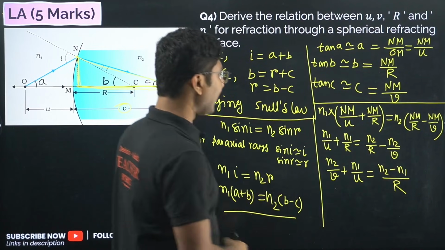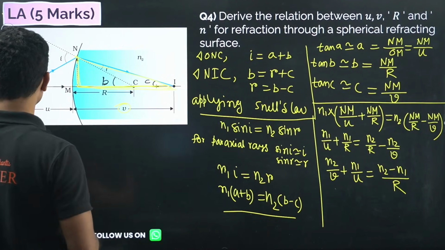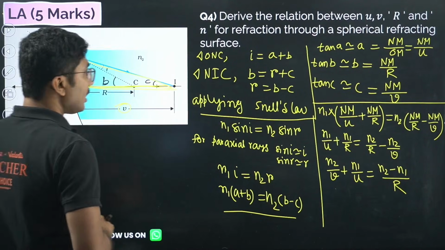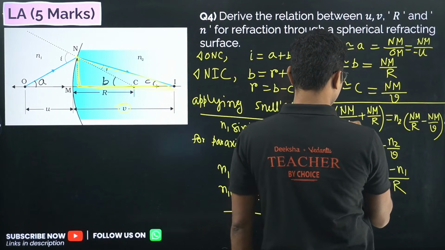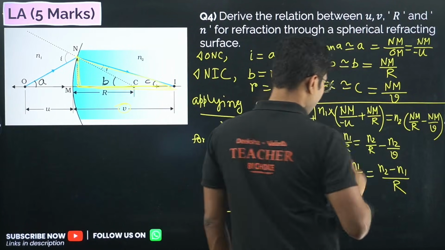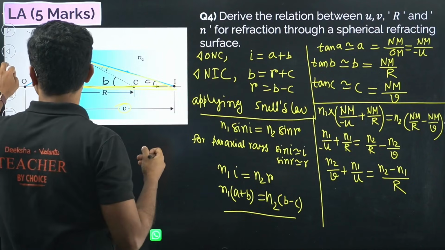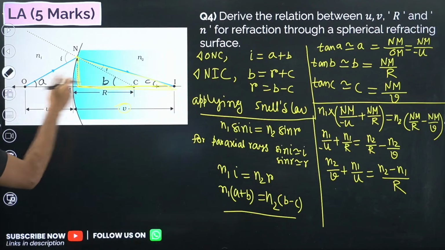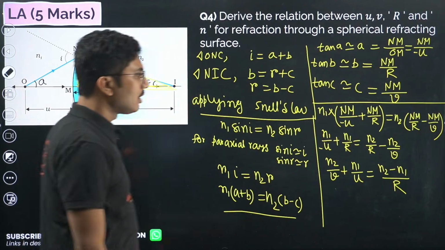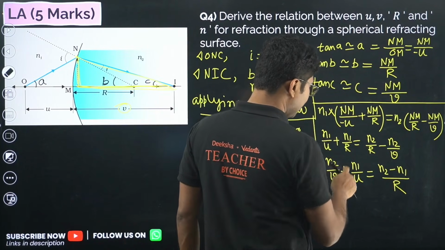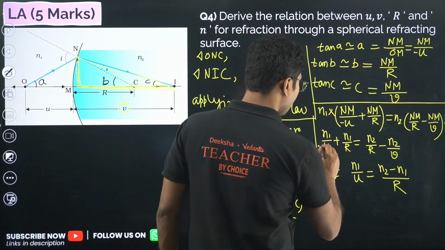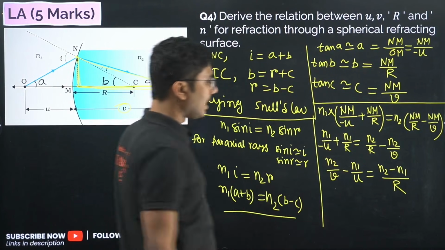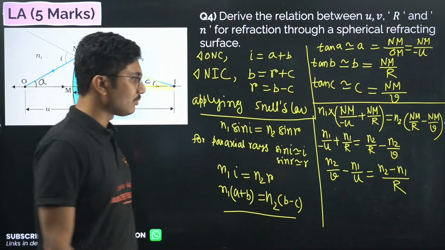Now here one thing that you have to do, I forgot to do it, that is U will be negative over here. That I forgot, so there will be a negative sign over here. Okay, why is it negative? Because U is coming on the left hand side, so that means it will be negative. So this adjustment you can do anyway during the derivation. Okay, so this will be N2 by V minus N1 by U.